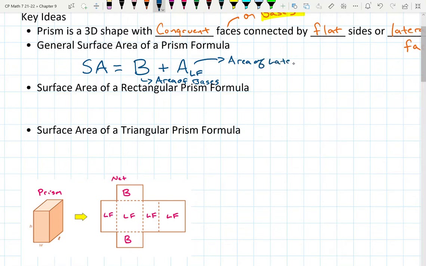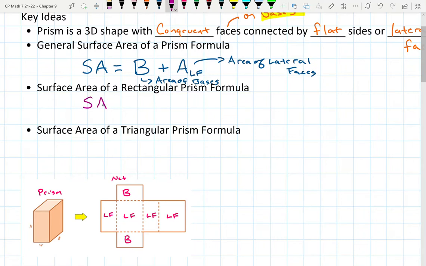What that formula gives us is a generic way of tackling any prism, or we can find the area of every individual flat piece and add it all up. There could be multiple lateral faces, not could be, there always is. But we're going to get right into the rectangular prism formula, because the general formula gives us an idea of how it comes about, but the formula we will definitely use more consistently is the rectangular prism formula.